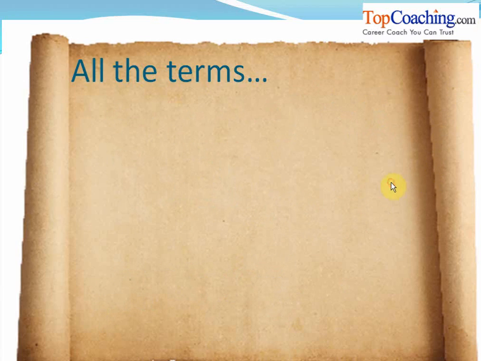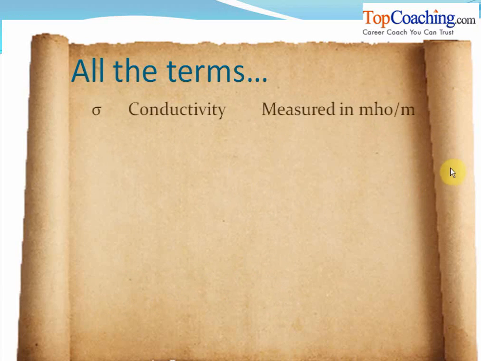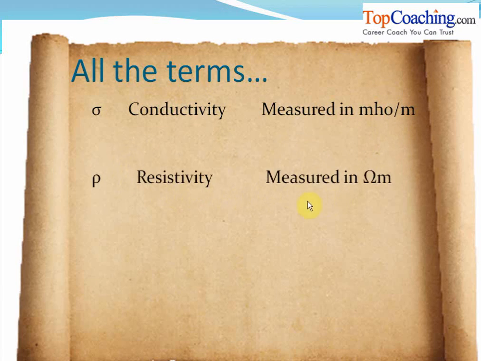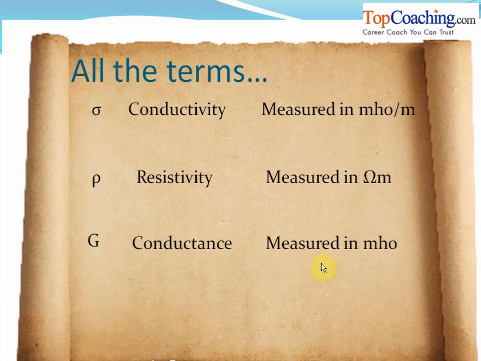I'll also tell you about the units of all these terms. Sigma, the conductivity, is measured in mho per meter. Mho, as you can see, is the reverse of ohm. Rho, the resistivity, is measured in ohm meters. G, the conductance, is measured in mho.